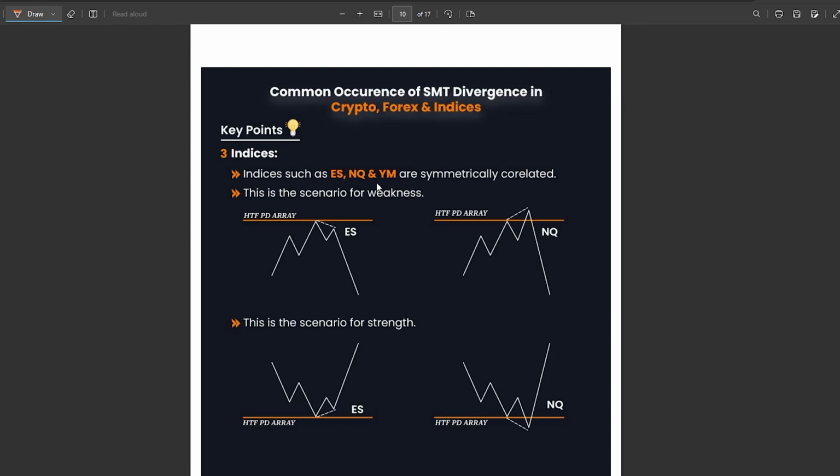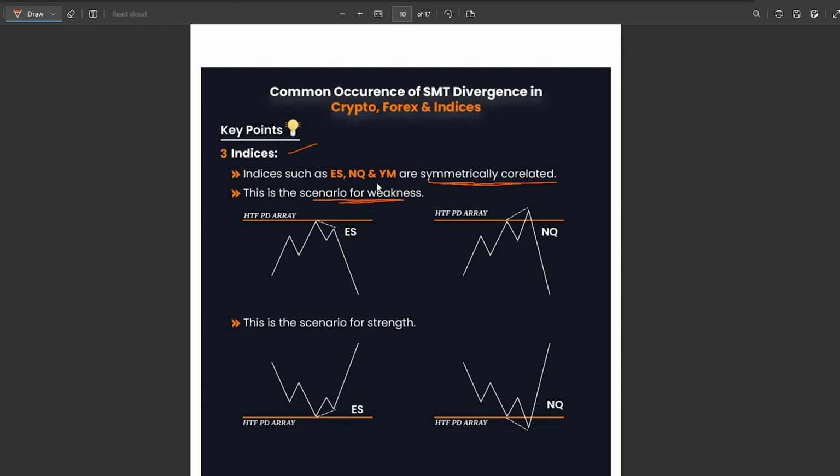Now let's move on to our SMT divergences in indices. Indices also have SMT divergences that are symmetrically correlated. That means they will move in the same direction. We can see the SMT divergences for weakness.